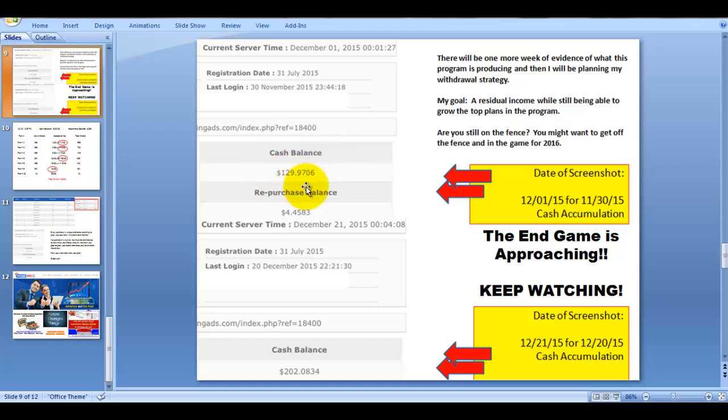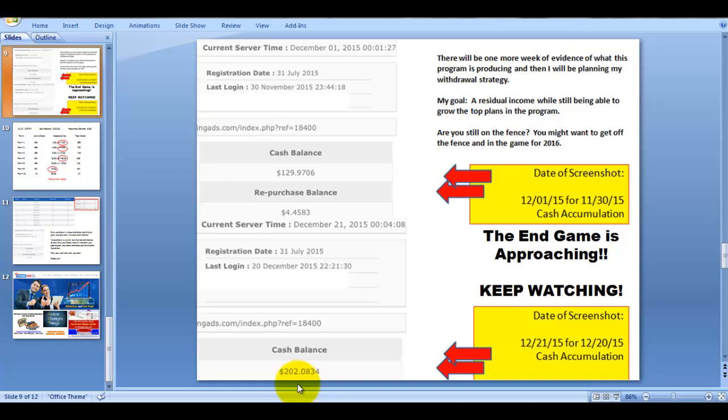My cash balance started out as a 24-hour accumulation. This is from November 30th. You see that I'm 1 minute and a half into December 1st. So this is my cash balance accumulation for November 30th, $129.97, so almost $130. And then my last screenshot for this week was $202.08. So the cash balance is gradually growing.